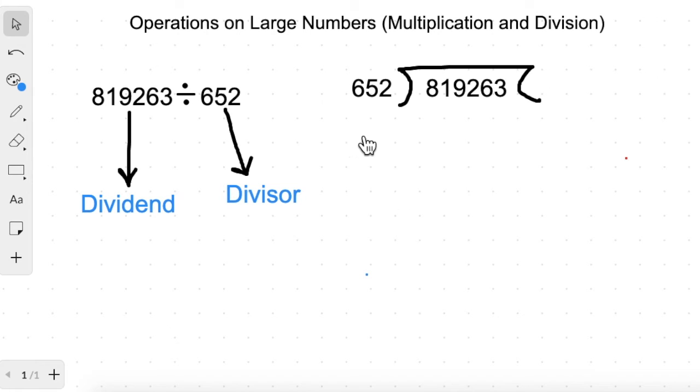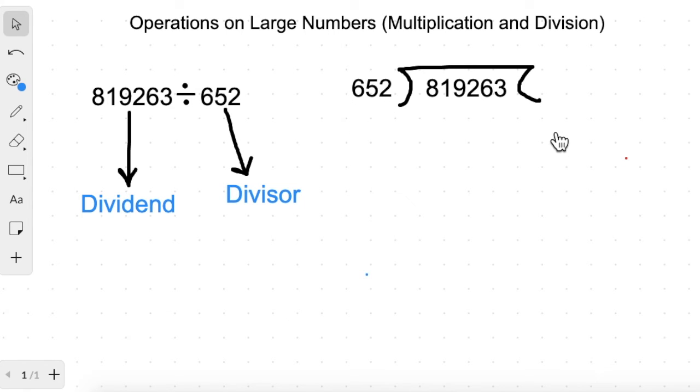Now we always do division from the left hand side, because if we do it from the right hand side, it will be difficult for us. How many 652 will be there in 3 or 63 or 263? There will be no 652 in 263. Then we'll have to check for 9263, then 19263. So it will be tedious to do it from the right hand side. That is why we do it from the left side.